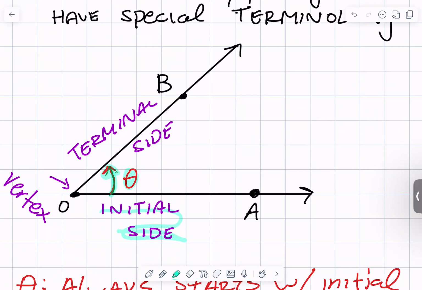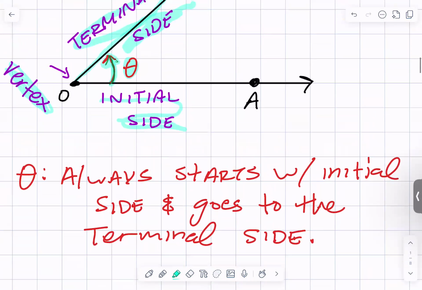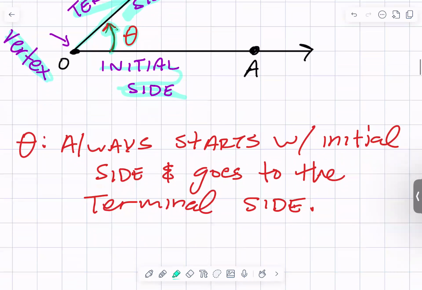And then as you draw the other side of the angle, the other ray, it's called your terminal side because that's what's ending the angle. So terminal side, initial side, and you all know what the vertex is. Theta, the angle itself, will always start with the initial side and go to the terminal side.